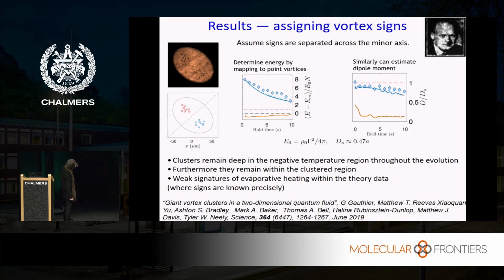So here are my vortices of opposite signs. If you ask me how we determine the sign of it, I'll answer that question later. And we can now determine the energy by mapping the point vortices, and we can compare it with calculations. The calculations, which are based on the Gross-Pitaevskii equation, map the experimental results very well. And so these giant vortices at negative temperatures have been proven and shown.